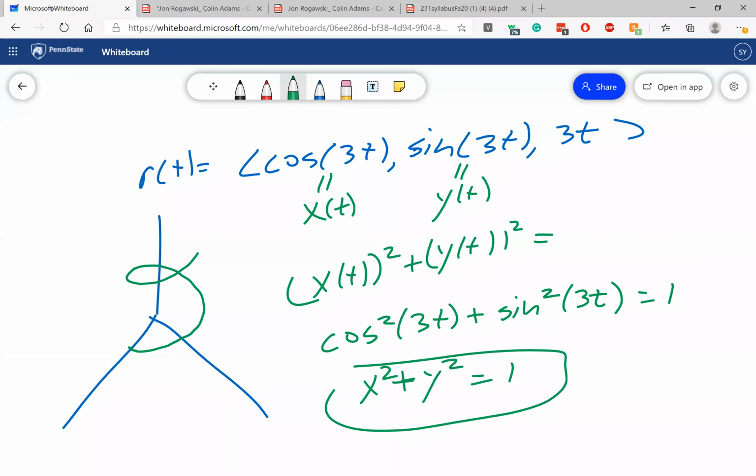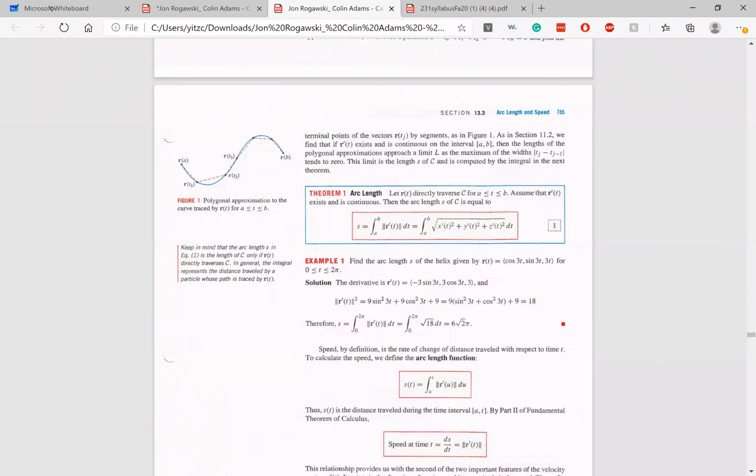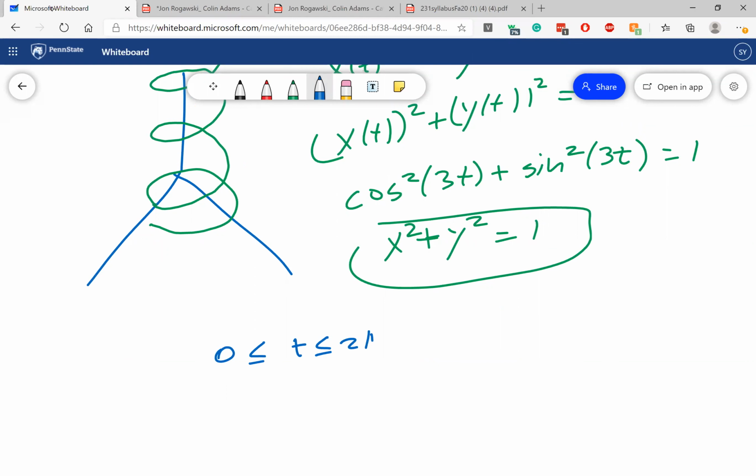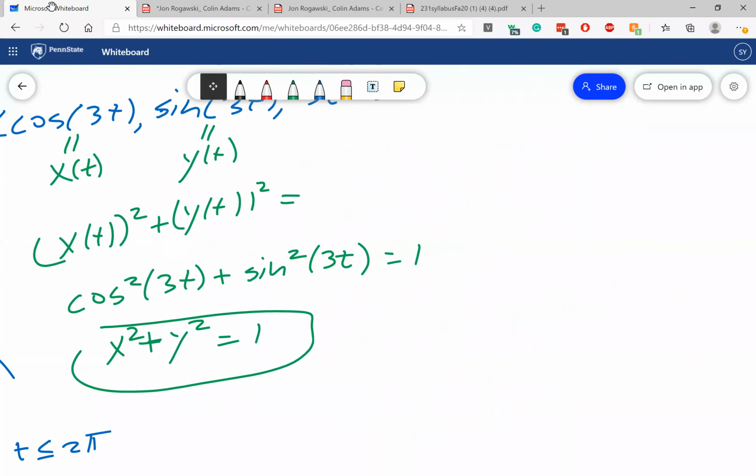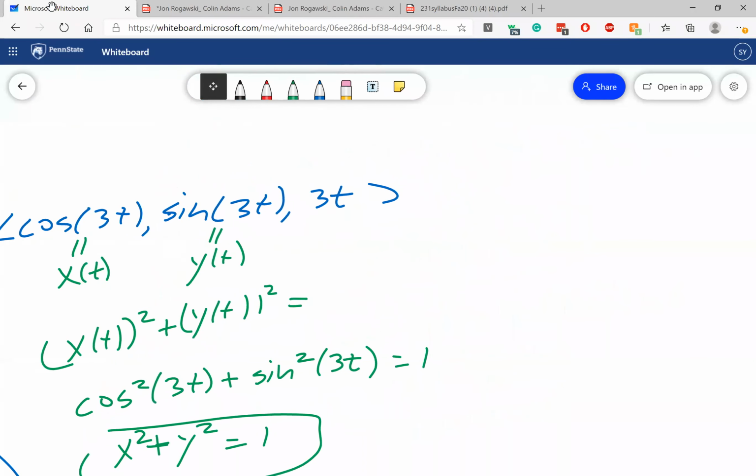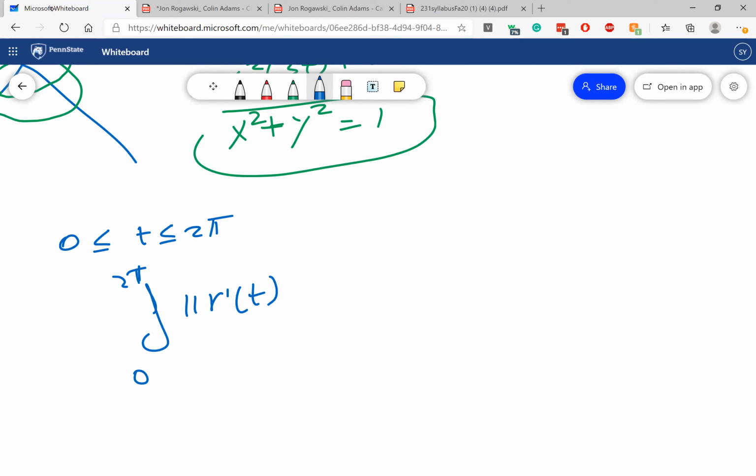Okay, and we want to find the arc length from 0 to 2 pi, so 0 is less than or equal to t is less than or equal to 2 pi. The way to do this is by looking at the integral from 0 to 2 pi of the magnitude of r prime of t dt. So this would be the integral from 0 to 2 pi.